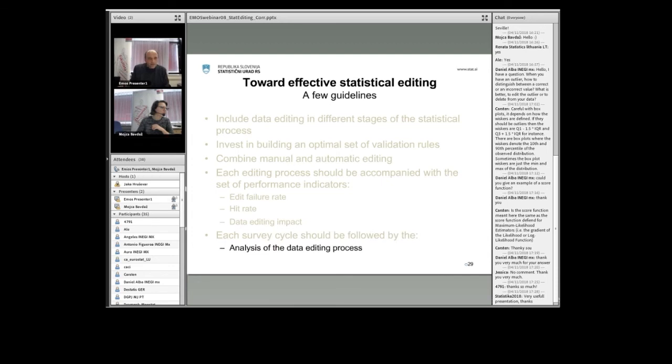I think I already said this, analysis of the data editing process and all of these indicators. Okay, I think it's time that I can finish here. Of course, I will answer some questions if they are still here.